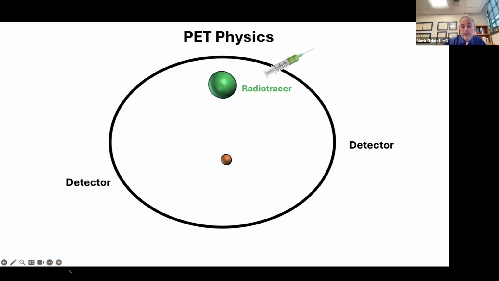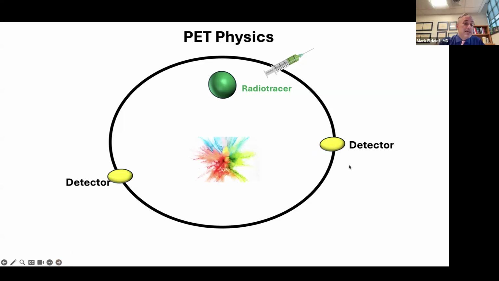this thing called an electron. And when that collision occurs, they basically blow each other up. So you get this kind of annihilation event, as it's called. And when that happens, it releases photons. And these photons then travel in opposite directions to these detectors.